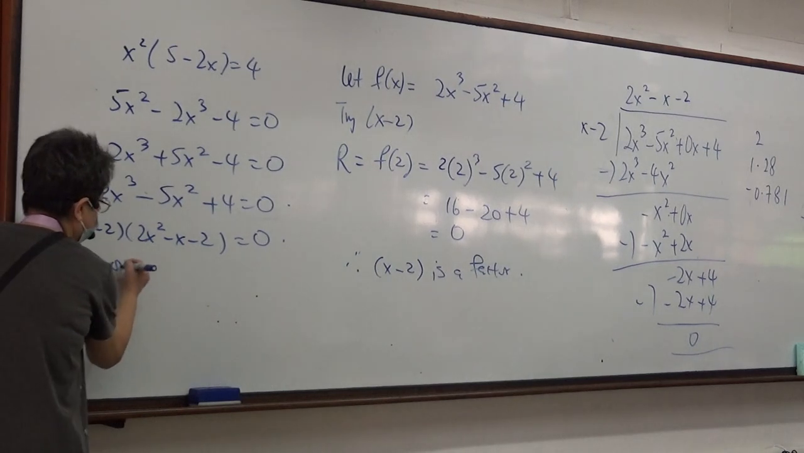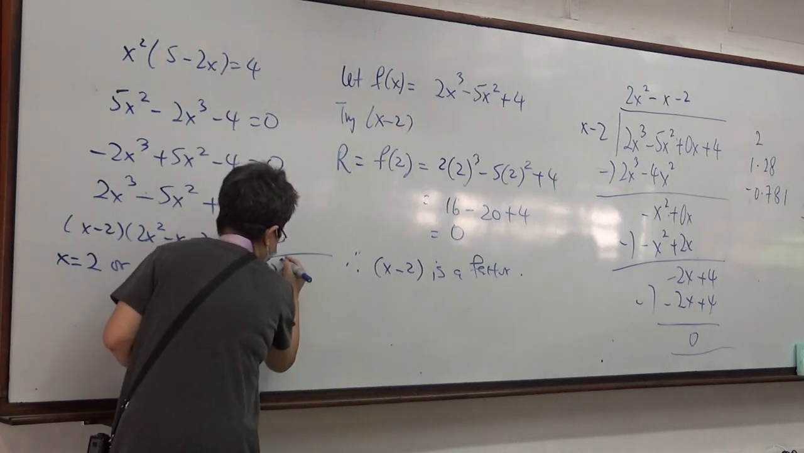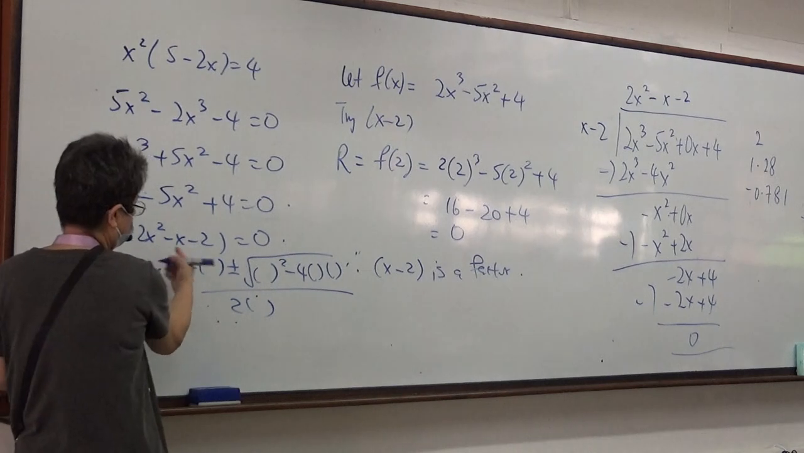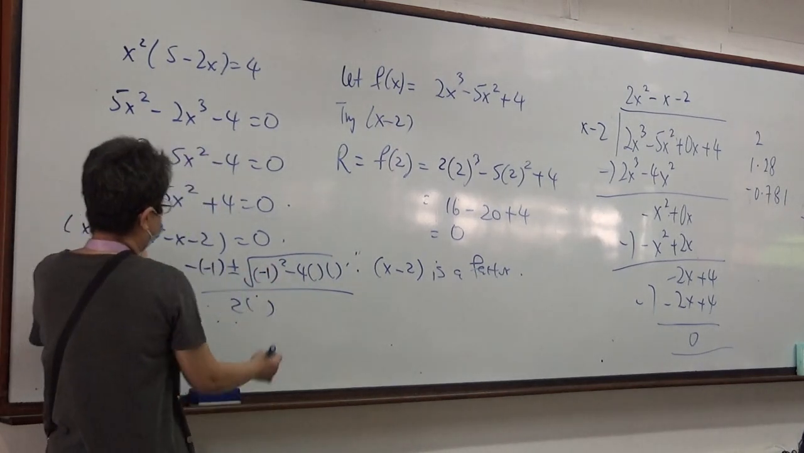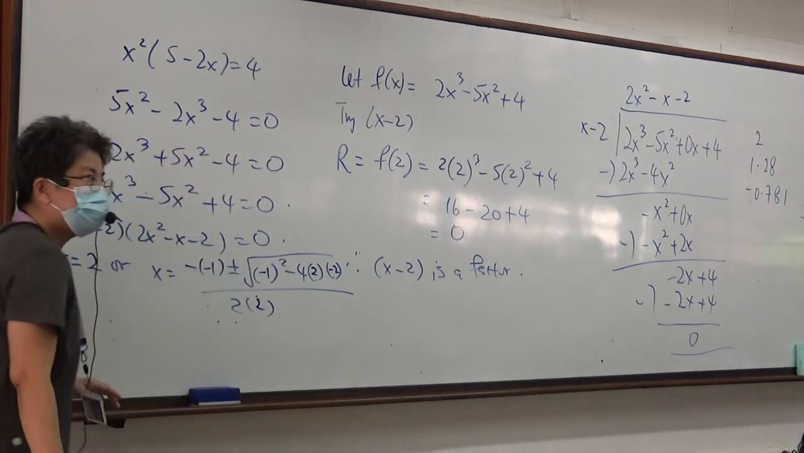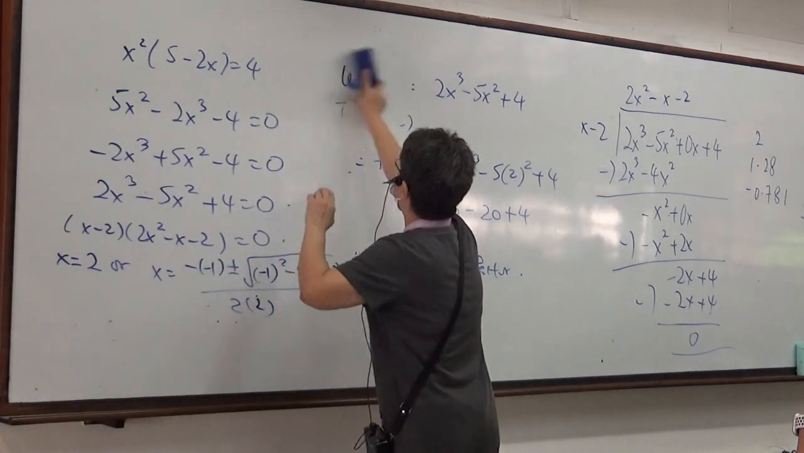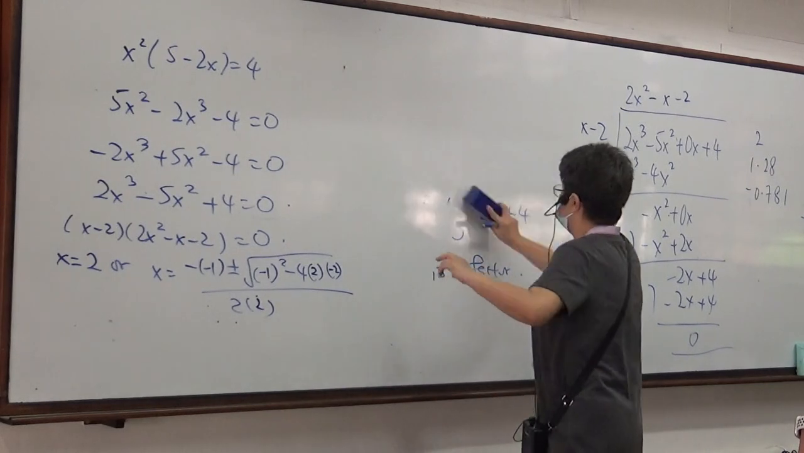Minus b plus or minus square root of b squared minus 4ac over 2a. Okay, what's b? Negative 1, right? What's a? 2. Negative 2, right? Like that, right? Can you see that? Okay, now next. They say leave it in the exact form or surd form.